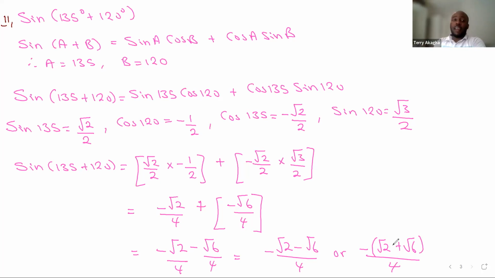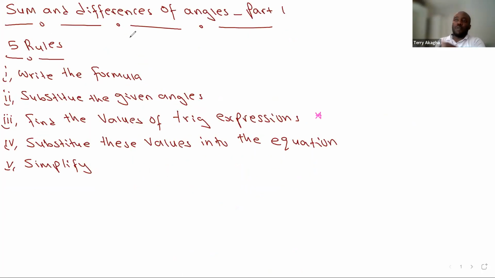Then the next video, I'm going to talk about the cosine rule, applying the cosine rule for sum and differences of angle. I'm going to use the same 5 rules and I'm going to solve it. So basically, just to remind ourselves, the 5 rules: you write down the formula, you substitute the given angles, you find the values of the trig expression, you substitute these values, and then you simplify, all right?